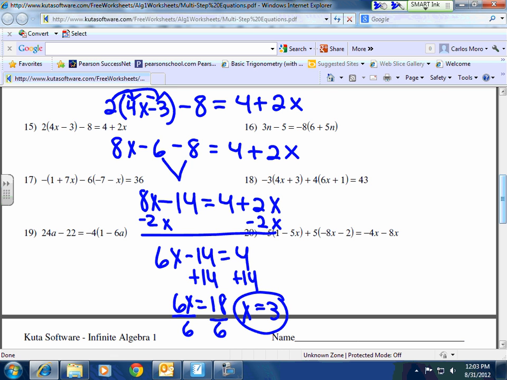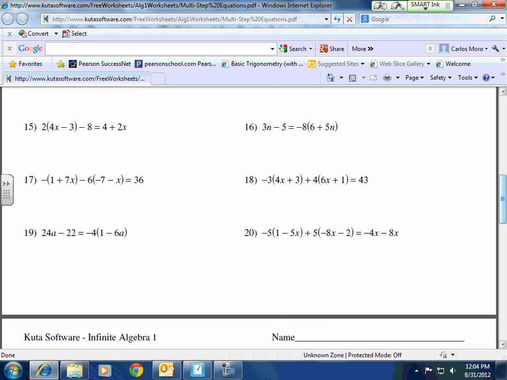Hope that made sense. Let's do another one. All right, 16. I got 3n minus 5 equals negative 8 times 6 plus 5n.